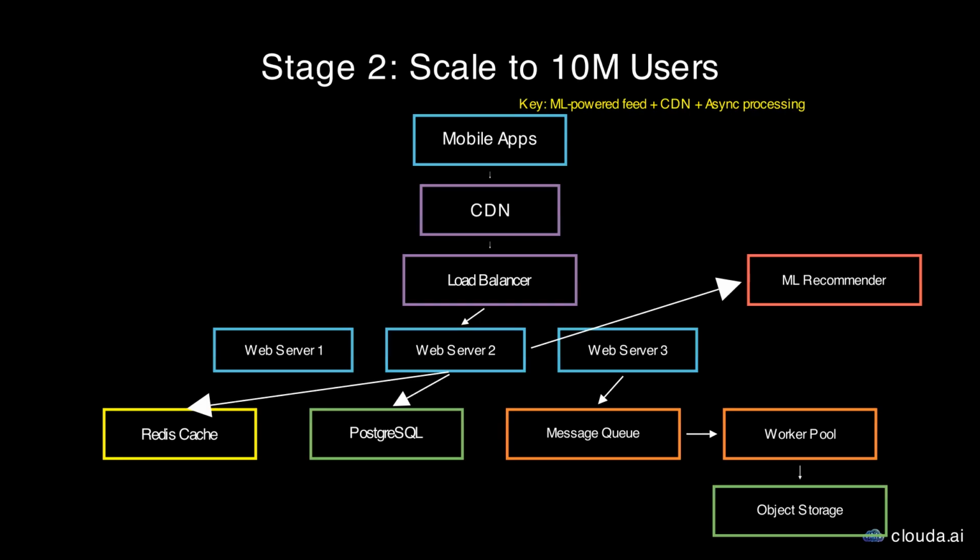The game changer is our ML-powered recommendation engine, which analyzes user behavior, video engagement, and content features to generate personalized feeds. We've introduced Redis cache to store hot content like trending videos and user profiles, dramatically reducing database load. For video processing, we've moved to an asynchronous architecture with a message queue and worker pool, allowing us to handle 100 million daily video uploads without blocking user requests. This architecture delivers sub-second feed load times and keeps users engaged with personalized content.